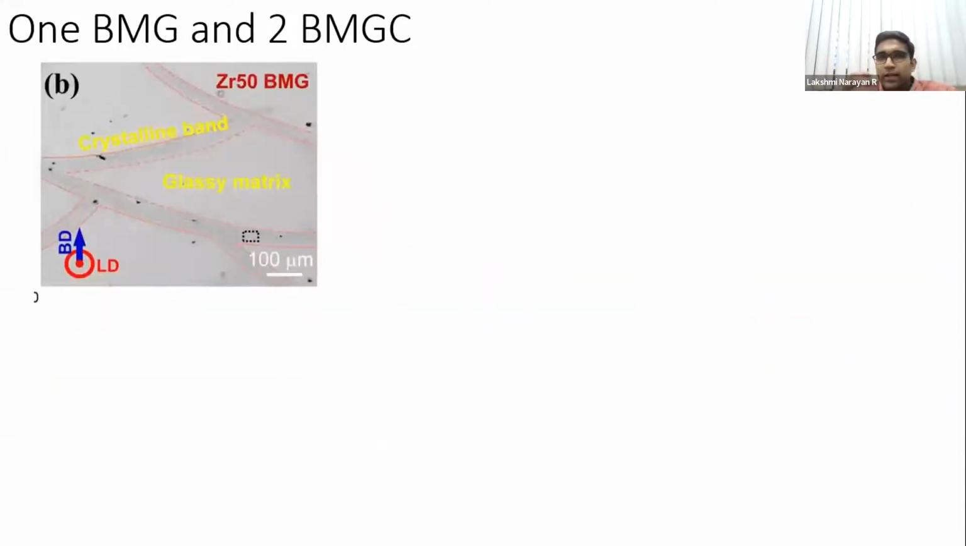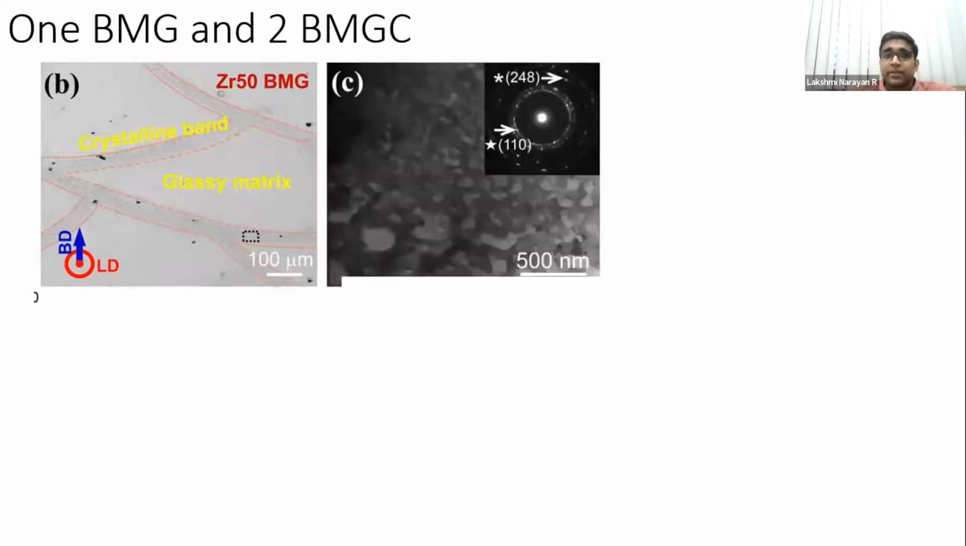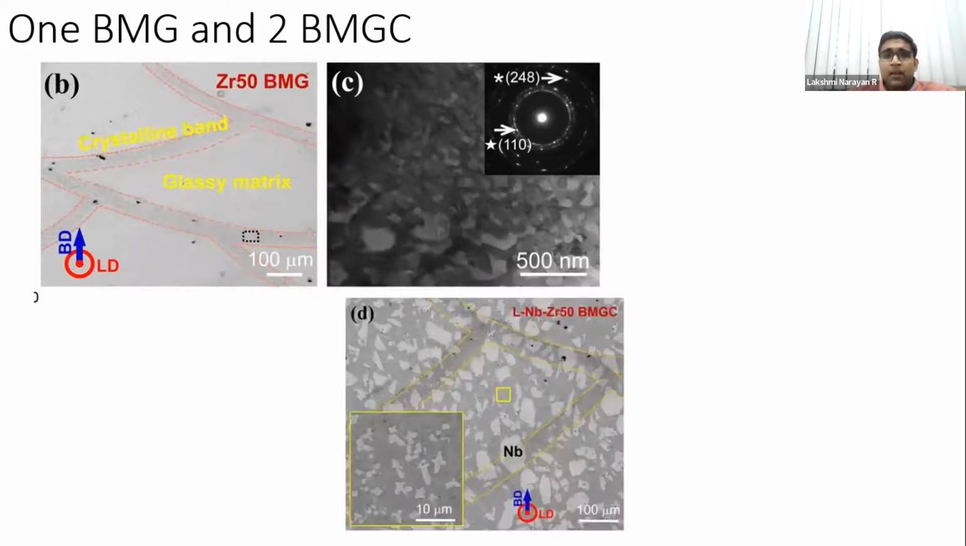And we are now going to look at the structures after printing. What we did was we did a monolithic BMG, which means zirconium 50 only we printed, 2 nozzles containing only zirconium 50. And we see, of course, this metallic glass matrix along with a crystalline band that is there. You can clearly see that, and the build direction as well as the longitudinal direction have been specified. Okay, and of course, this zone contains crystallites. We did the TEM analysis also, very small nanocrystallites of Cu10Zr7 and I think Cu2Zr as well.